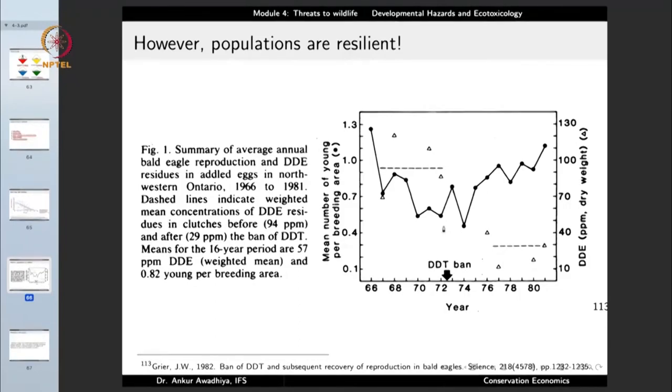And after a while, we see that this curve is now increasing. So the mean number of young per breeding area is now increasing. From 0.5, they have reached around 1.1. They have not yet reached 1.3, but they have reached 1.1. Now, this is showing us that even in the case of a number of these persistent chemicals, if we enforce a ban, then there is still a possibility for a number of species to come back. Now, this coming back is known as resilience. And this curve is also telling us why it is important to study the impacts of these different chemicals, because only when we know their impacts will we be able to act upon them.